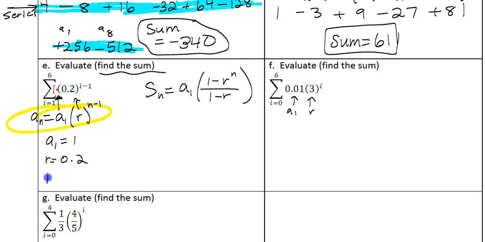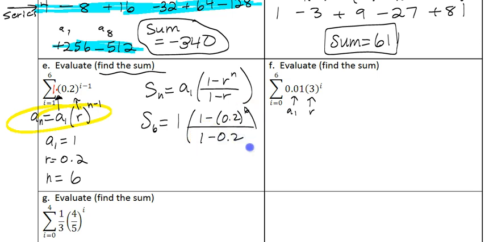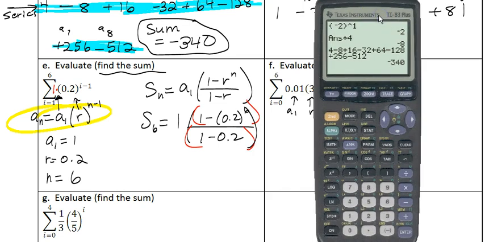Anyways, I also need to find n. So I need to think about how many terms are going to be added together here. I'm going from term 1 all the way up to term 6. So that's going to be 6 terms total. So n is 6. And once I've found all those things, I can now plug it into my formula. And as long as I use correct parentheses with my calculator entry here, I can end up with the correct answer. So let's give it a shot.